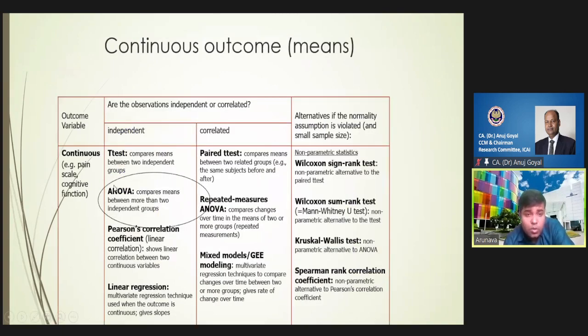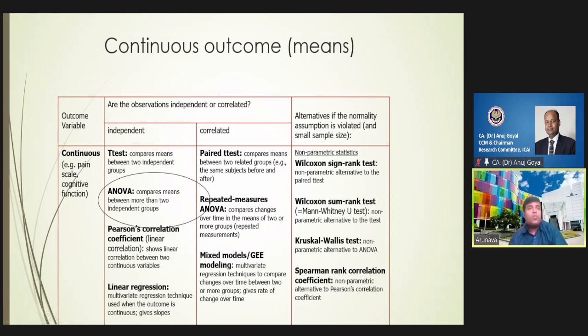And when ANOVA is used, the outcome variable is a continuous variable, right? We can continuously measure this outcome variable, and the observations are not correlated, that is, independent. If they are independent and we are using only 2 groups, it is equivalent to a t-test, right? In a t-test, we compare the means between 2 independent groups. Independence is the key term here. So if we are comparing the mean of 2 independent groups, that is a t-test. If we are comparing the means between more than 2 independent groups, then it is ANOVA.